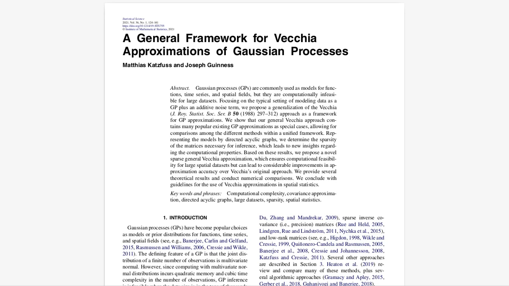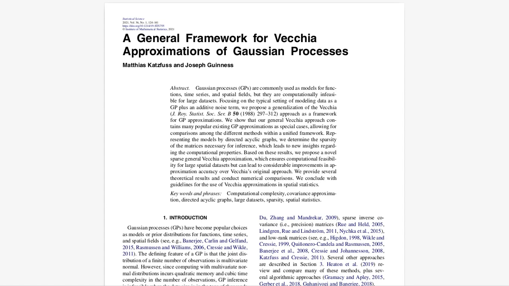So we're going to be talking all about Vecchia approximations today. And this deep dive is going to be based on a 2021 paper by Matthias Katzfus and Joseph Guinness, A general framework for Vecchia approximations of Gaussian processes. So essentially, Vecchia approximations, I think of them like, if you're working on a giant jigsaw puzzle, you wouldn't try to put all the pieces together at once. Too overwhelming. You'd break it down into smaller, manageable chunks. And Vecchia approximations work in a similar way. They're simplifying these complex calculations by focusing on smaller, more manageable pieces of data.